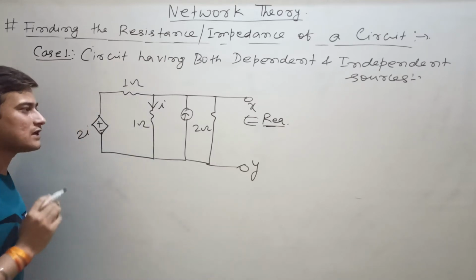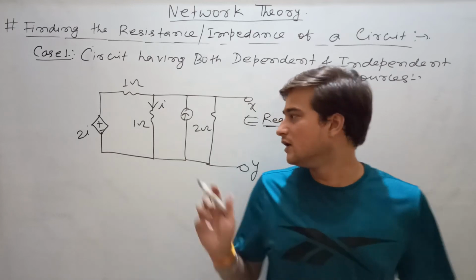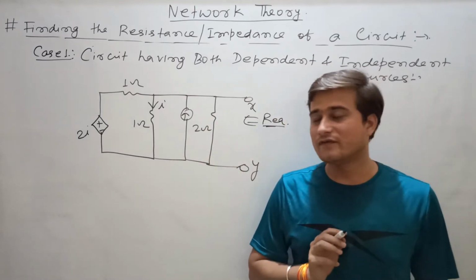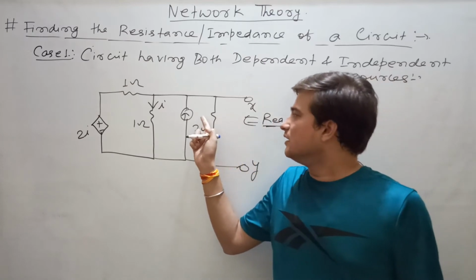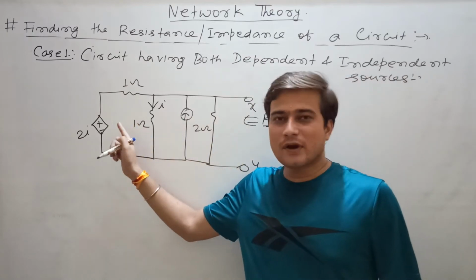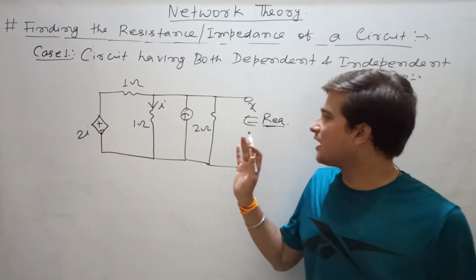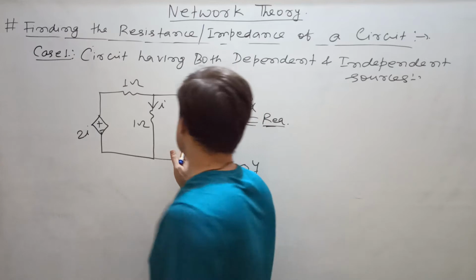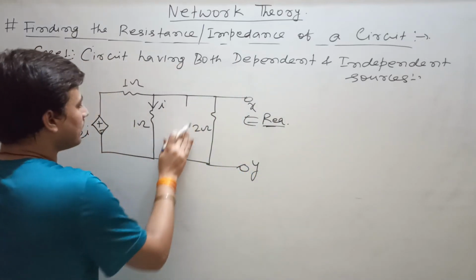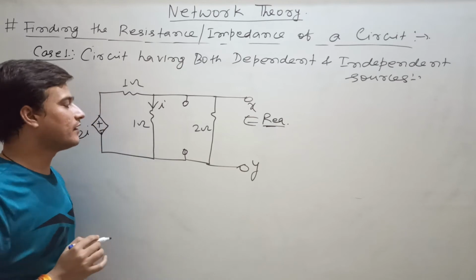Clear? So what is the first step? First step is you have to identify the terminal. Yes, the terminal has been identified. Now what do you see? You see that there are independent as well as dependent sources in the network. So second step is you have to deactivate independent source. That means this current source will be completely deactivated.